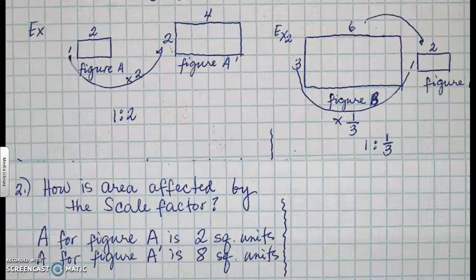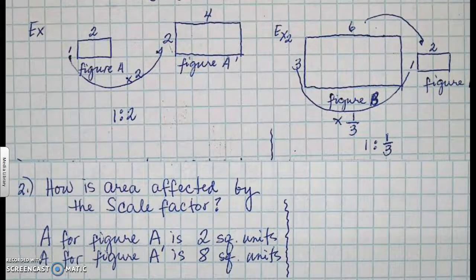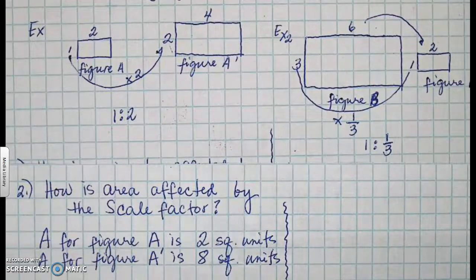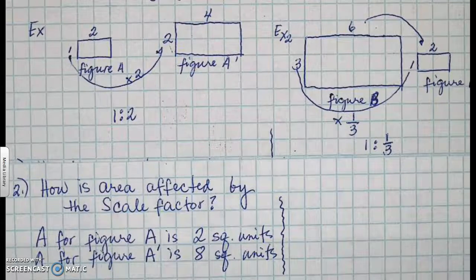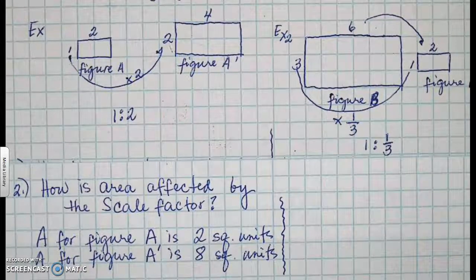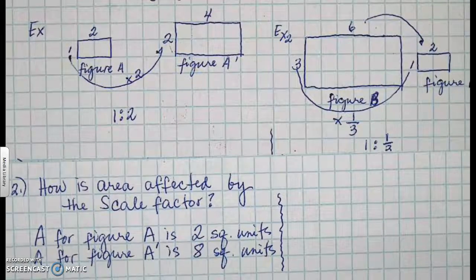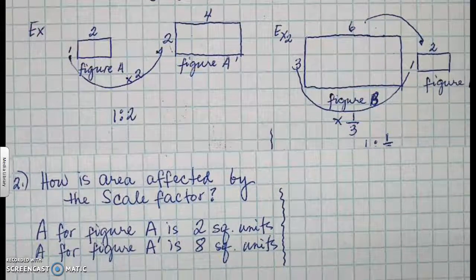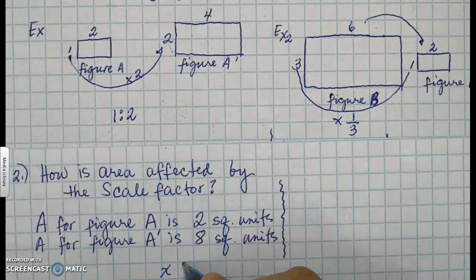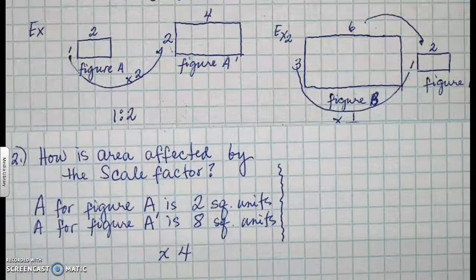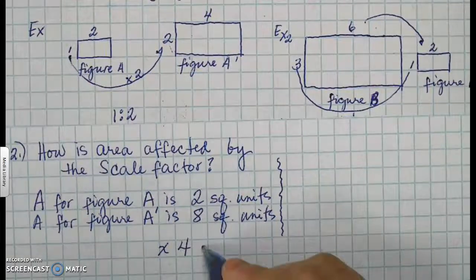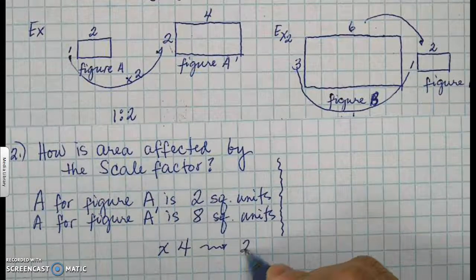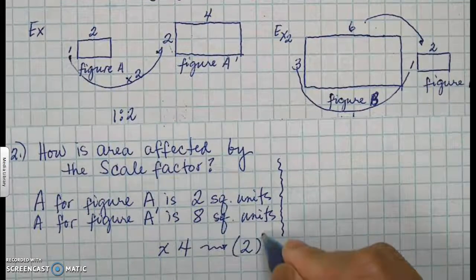So the next question is, how is area affected by the scale factor? So here the scale factor is 2, and I want you to observe what happens to the area of figure A. Figure A's area is 2 square units, while figure A prime's area is 8 square units. If you would take a look at it, what you did to go from 2 square units to 8 square units is you have multiplied by 4. That 4 actually came from the scale factor of 2 from the sides squared.